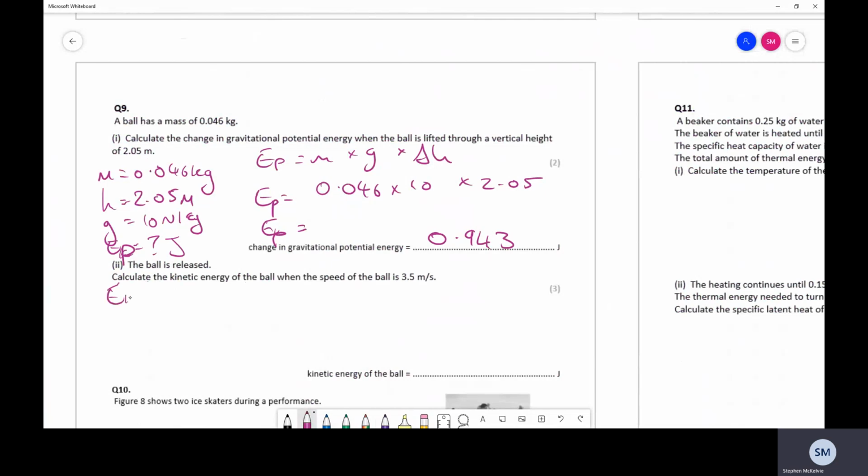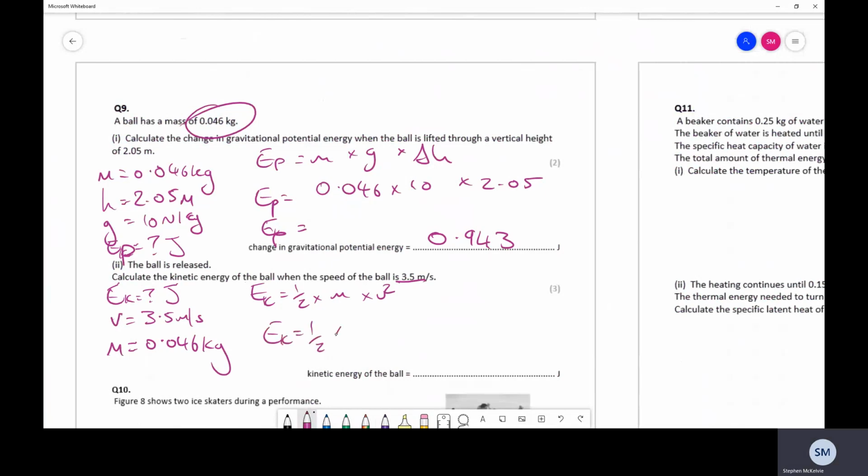Calculate the kinetic energy. So it's asking me to find EK in joules of the ball when it had the speed of 3.5 meters per second. Velocity is 3.5 meters per second. Now I have the mass of the ball from the top of my question, so I must always RTFQ, read the full question when looking for numbers. And I'll write down my equation. EK is equal to 1/2 times mass times velocity squared. EK is equal to 1/2 times 0.046 times 3.5 squared.